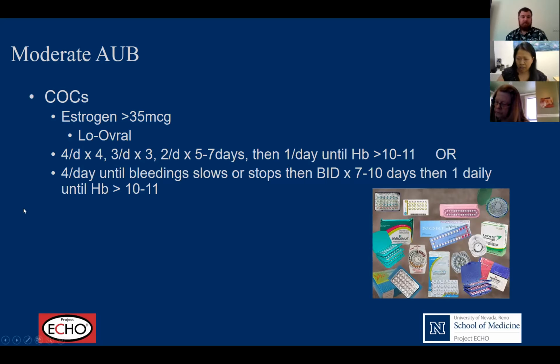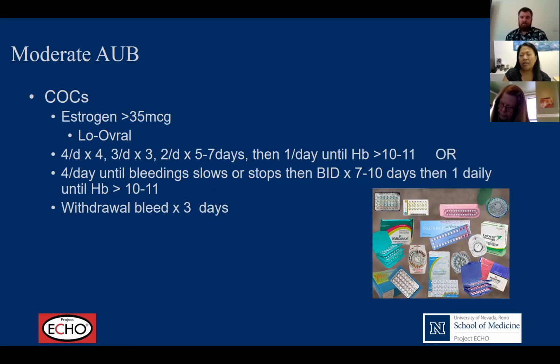The easier method is actually to have them do 4 pills a day until they stop bleeding or it slows down, which usually happens within 1 or 2 days of doing this, and then go to twice a day for about a week to 10 days, and then drop down to 1 pill a day. This is what I call the OCP wean on both of them. I wouldn't drop down to 1 pill a day too quickly because they'll start bleeding again. So be aware of that.